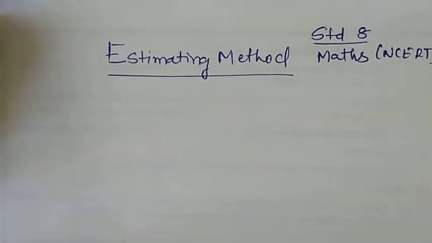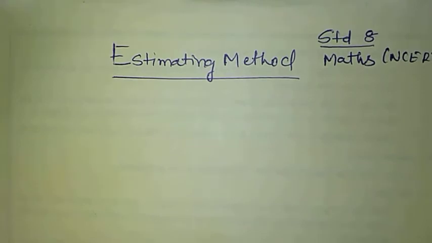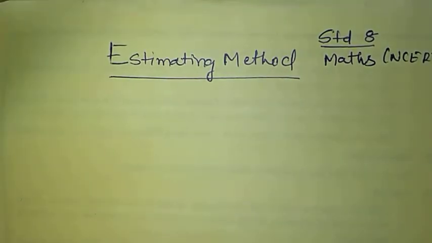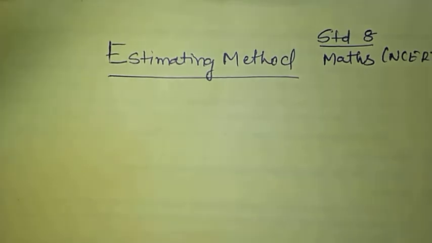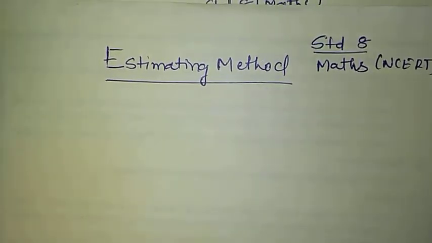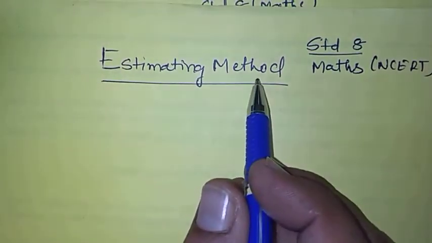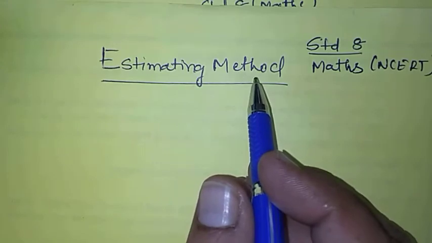Now, today we are going to discuss the estimating method for finding the square root. We have already learned about the prime factorization method, repeated subtraction method, and long division method to find the square root. Today, we are going to discuss the estimating method through which we can find the square root.